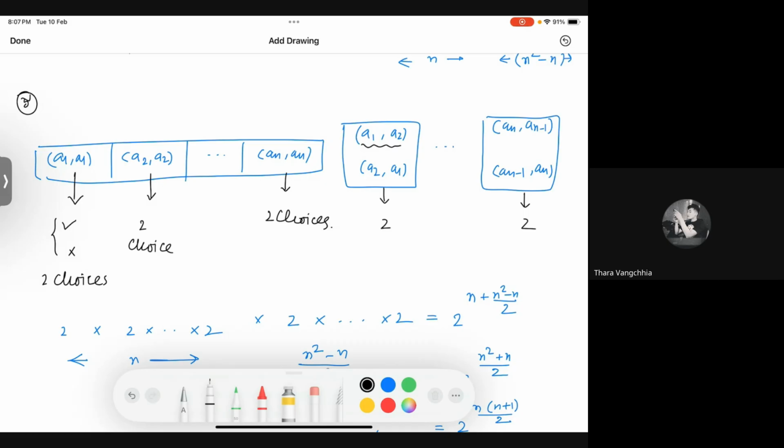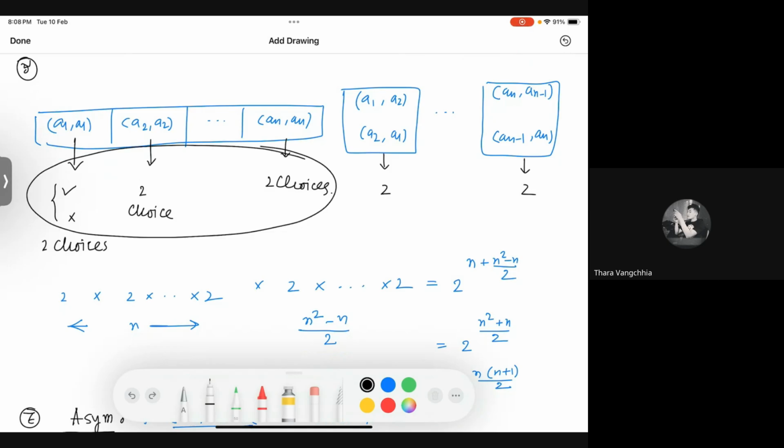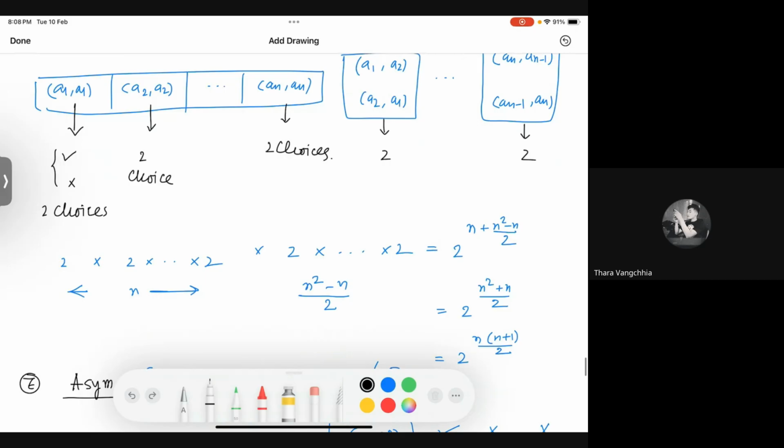Similarly, if (a1, a2) does not belong to the set R, then (a2, a1) does not belong to the set R. So this pair has two choices: it may belong to the set R or it may not belong to the set R. Similarly, this has also two choices. So 2 into 2 into 2, n times, and 2 into 2 into 2, how many times? (n squared minus n)/2 times.